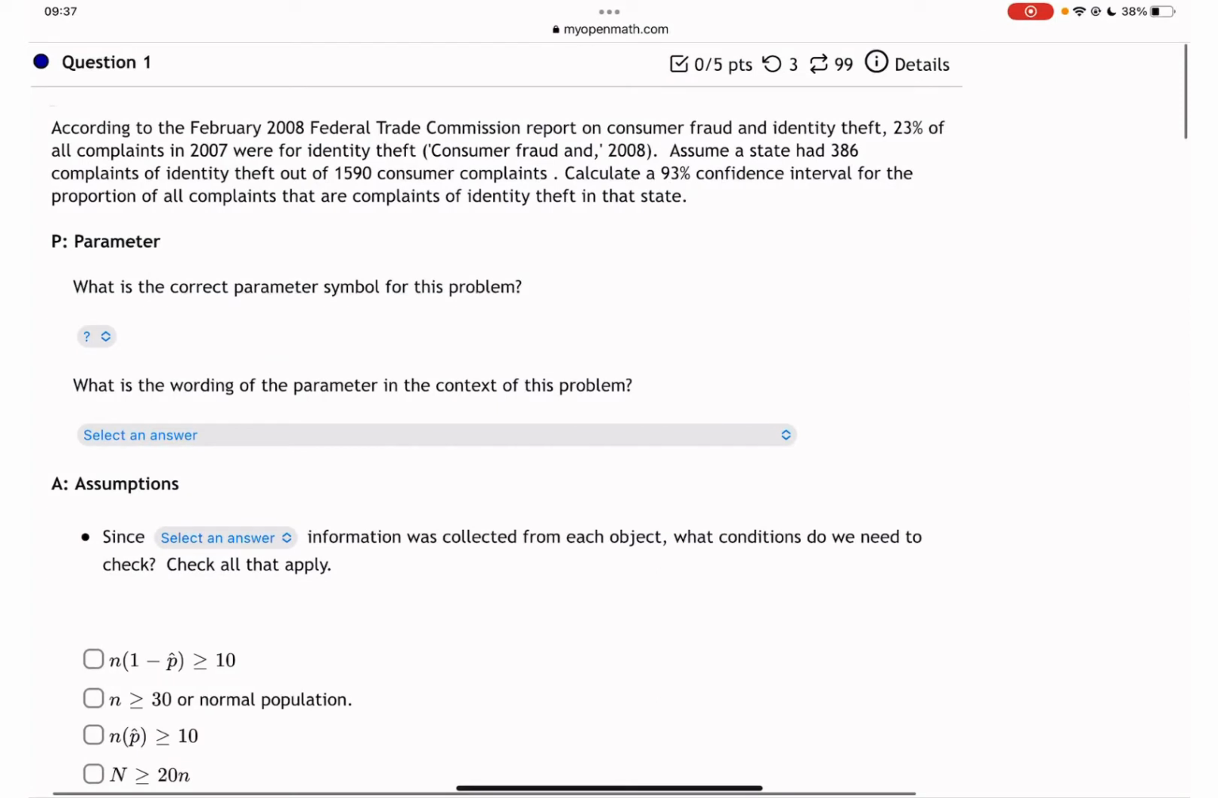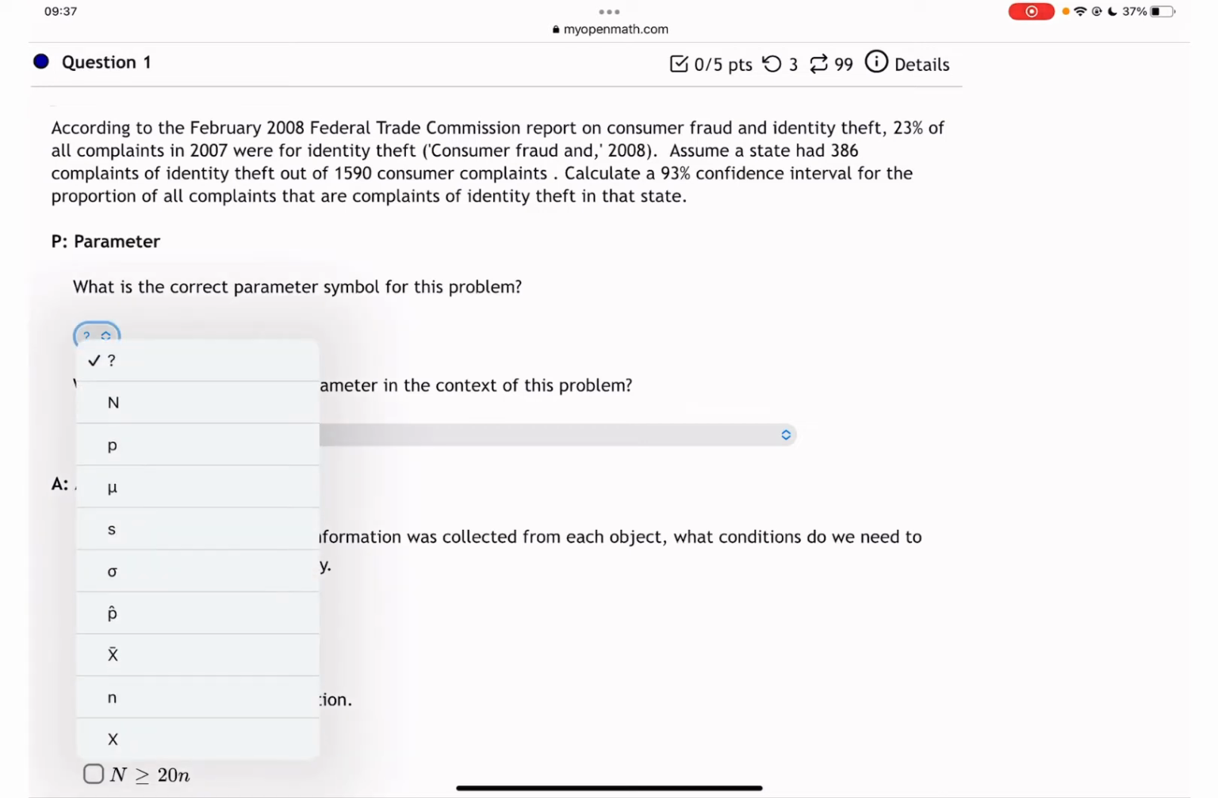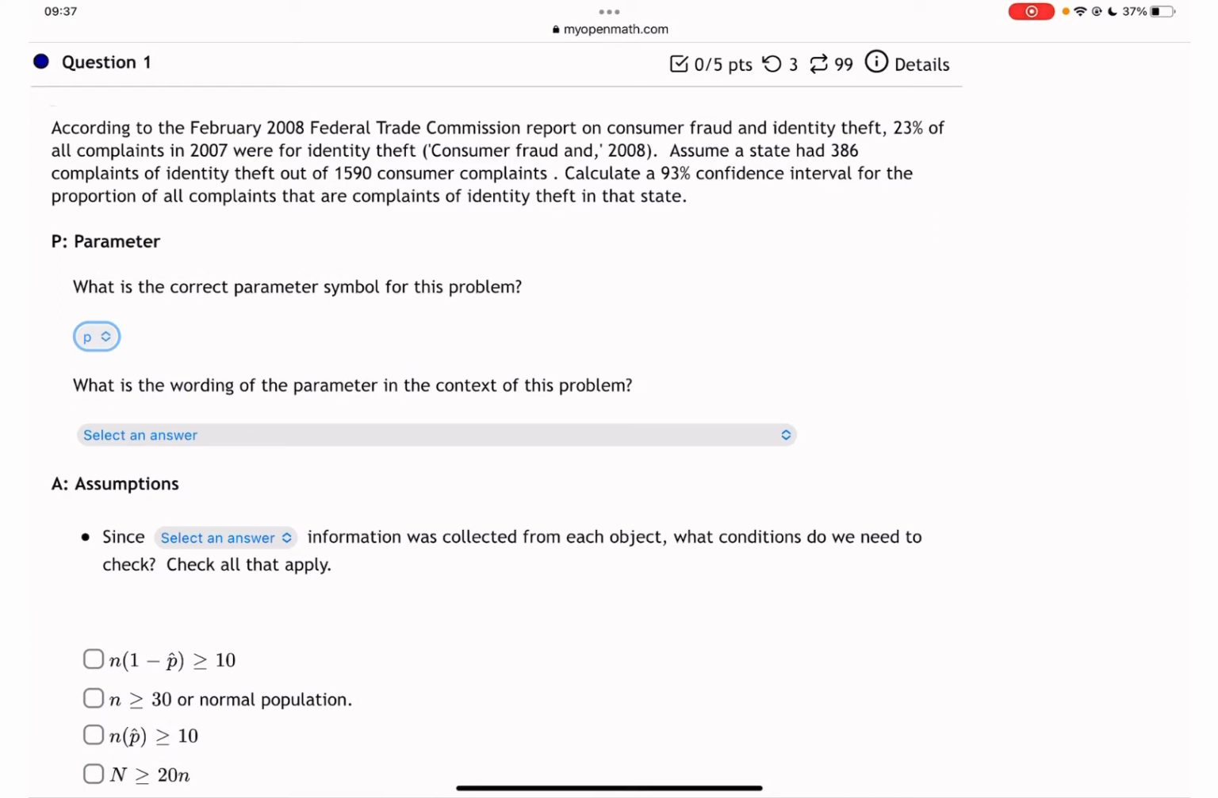What is the correct parameter for this problem? Parameter symbol. Since we are talking about proportion, we mark it with P. Proportion for the population, that's P. Proportion for the sample is P hat. Since it's asking for the parameter, it's a characteristic of the population.